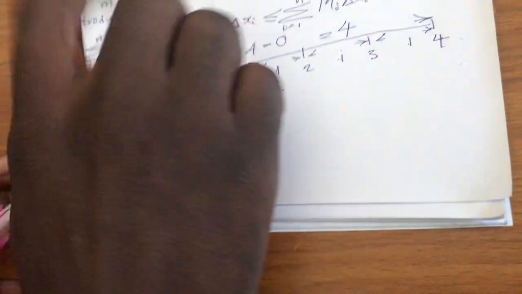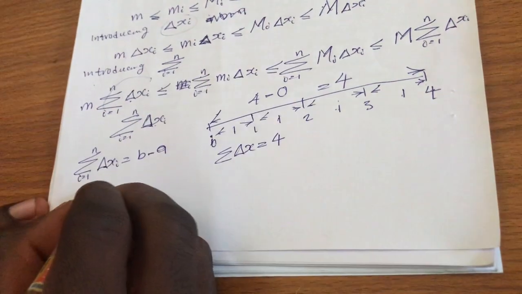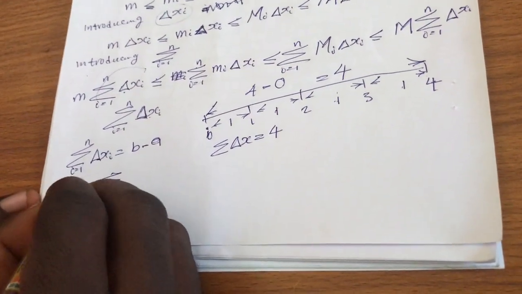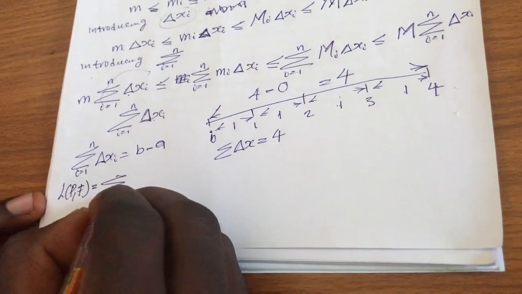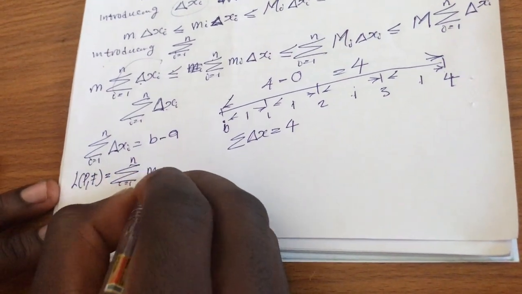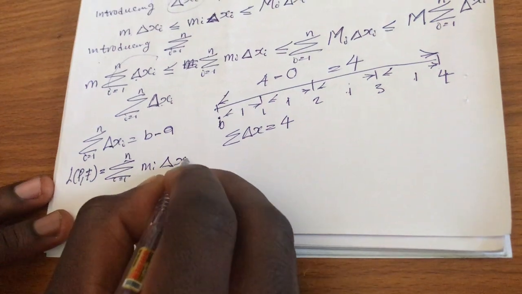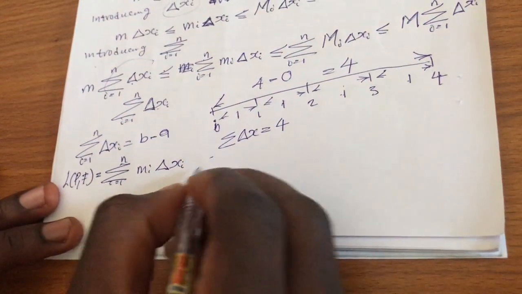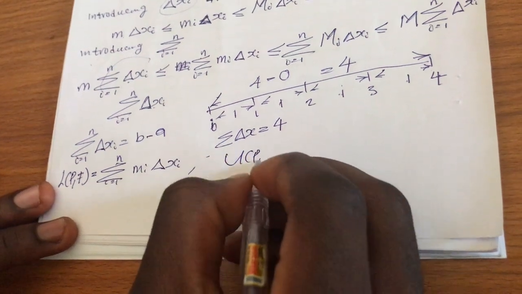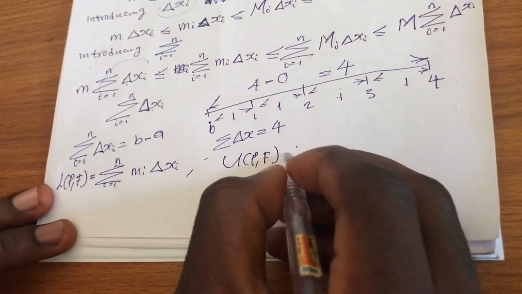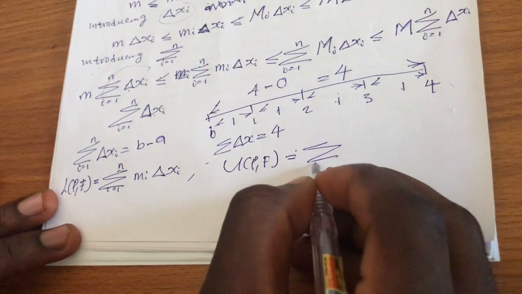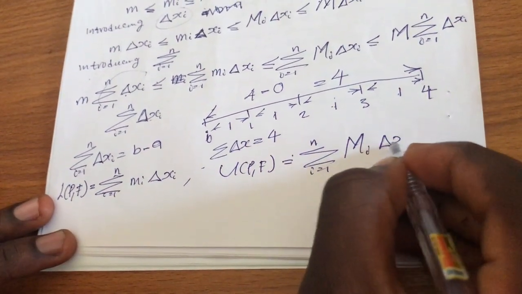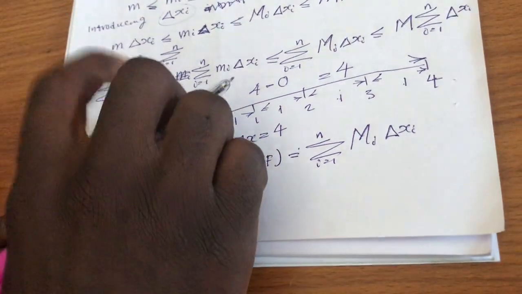So here now, and recall that our lower Riemann sum is equal to the summation from i equals 1 to n of m_i delta x_i. Are you with me? And the upper sum U(P, f) is equal to the summation from i equals 1 to n of M_i delta x_i.